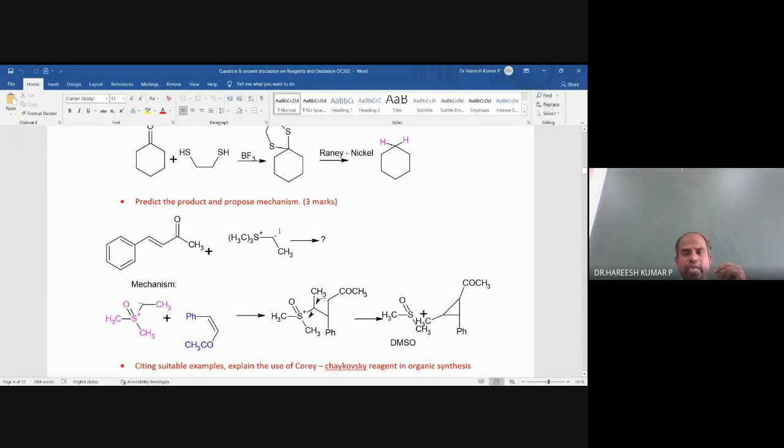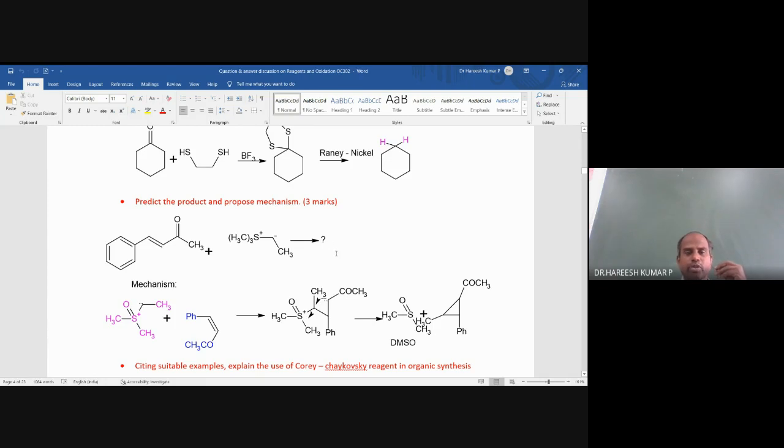Okay, it's a halide. So what will happen? Halide will act as a source of CH2. So what will happen? A double bond. Okay, means carbonyl. Carbonyl compounds on reaction with halide will give you a cyclopropanated product. So here there is a question mark.